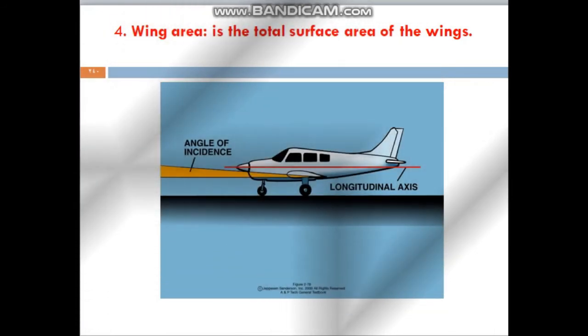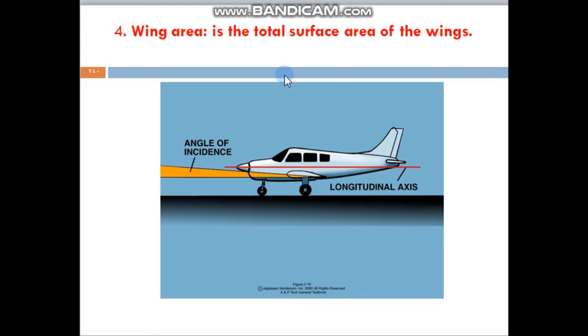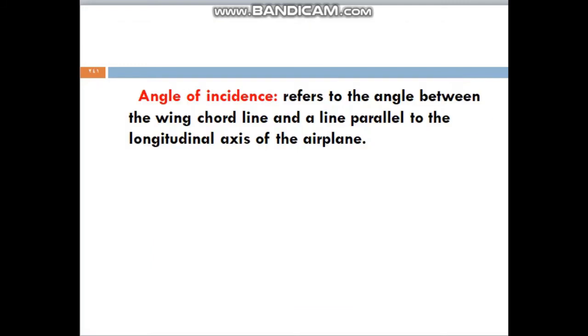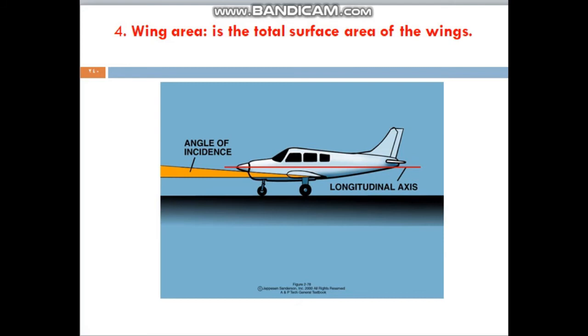The last factor of the wing design is the wing area. The wing area is the total surface area of the wings, and we have something related to the wing area, and it's called the angle of incidence. The angle of incidence refers to the angle between the wing chord line and a line parallel to the longitudinal axis of the airplane. How does this come about, we will see here.